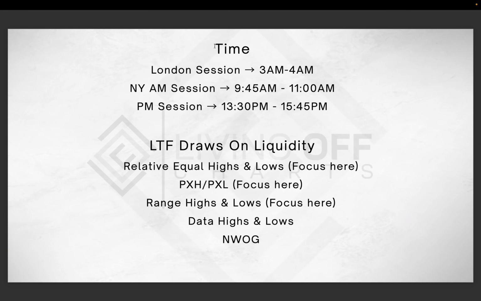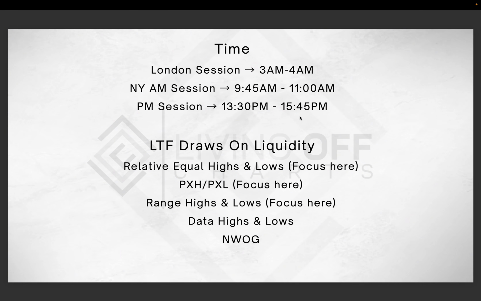Okay, so what time are we focusing on for this model? We're going to be looking at the London session between 3 and 4 a.m. So the silver bullet. We're going to be looking at New York AM session between 9:45 and 11 a.m. I like to let the first 15 minutes of the market open pass, so that's why 9:45. Lastly, during the PM session, and you guys know the characteristics of when to trade this and skip the AM session, we're looking at 1:30 p.m. to 3:45 p.m. in the afternoon.